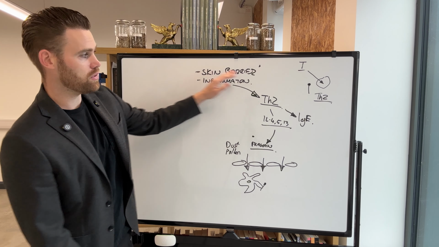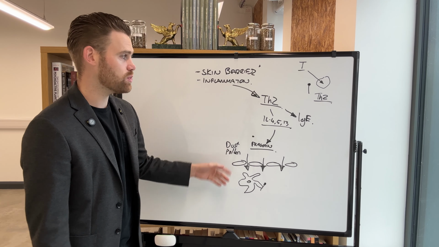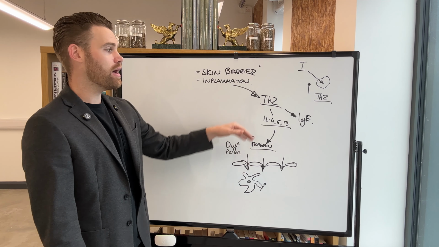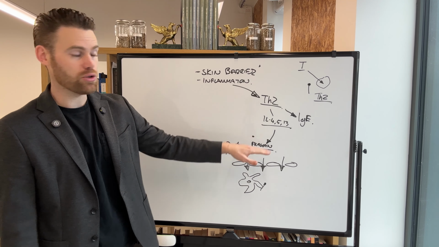You'll notice as we come full circle why atopic dermatitis is such a difficult condition to solve. It's because we have this feedback loop. So the more broken down the skin barrier is, the higher the antigen presentation, the higher the inflammation goes. And so we have to break this loop.